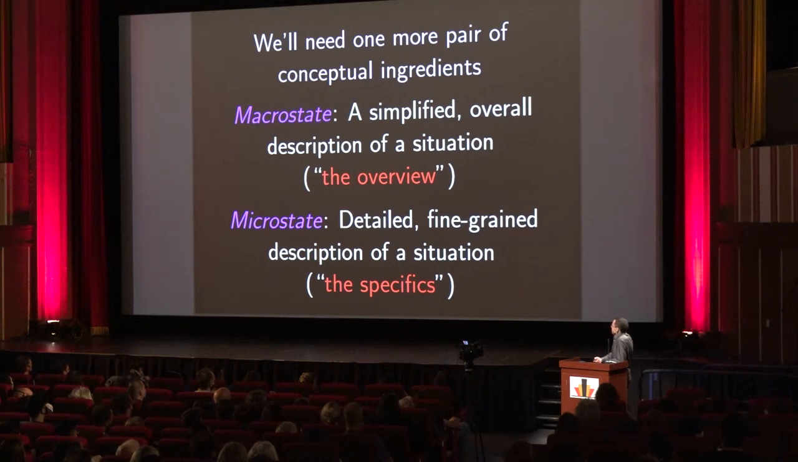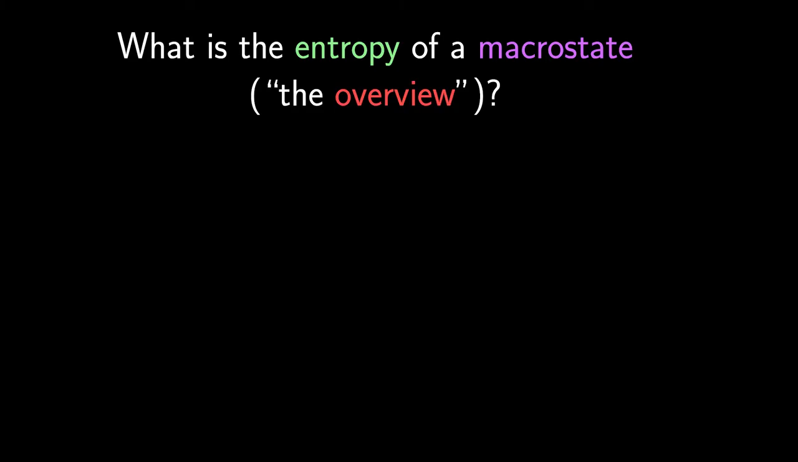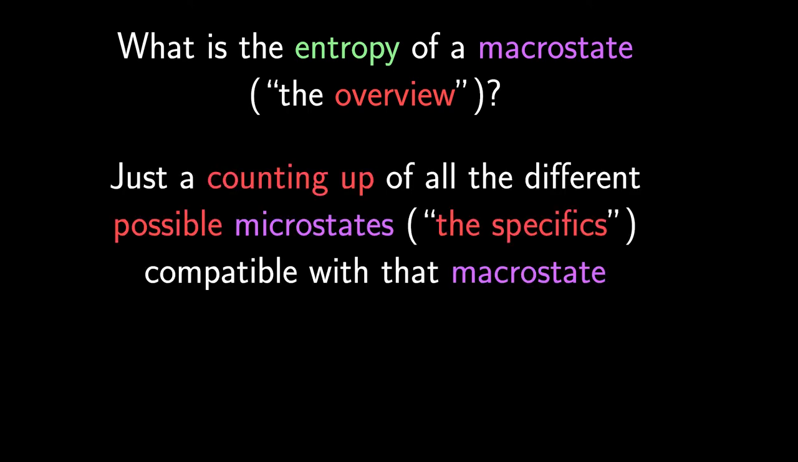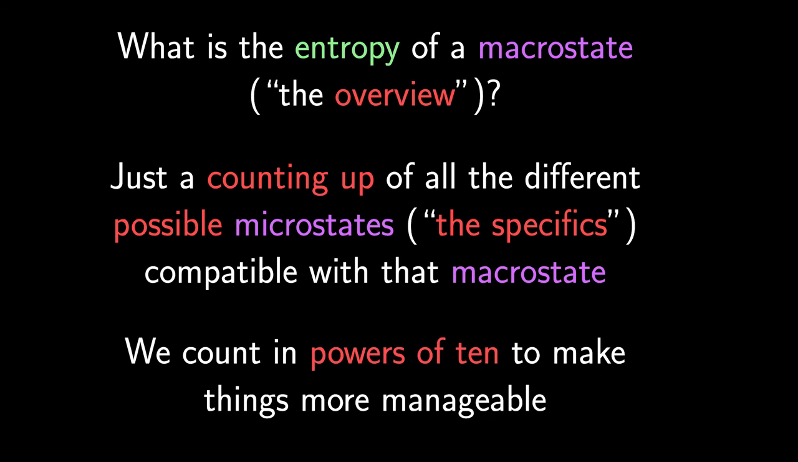Okay, all right. So what is the entropy of a macrostate? Entropies are assigned to macrostates. Well, the entropy of a macrostate is just a counting up of all the different possible microstates, all the different possible specifics that are compatible with that macrostate. We count in powers of 10 because possibilities grow very quickly. Powers of 10 help us keep the numbers manageable.